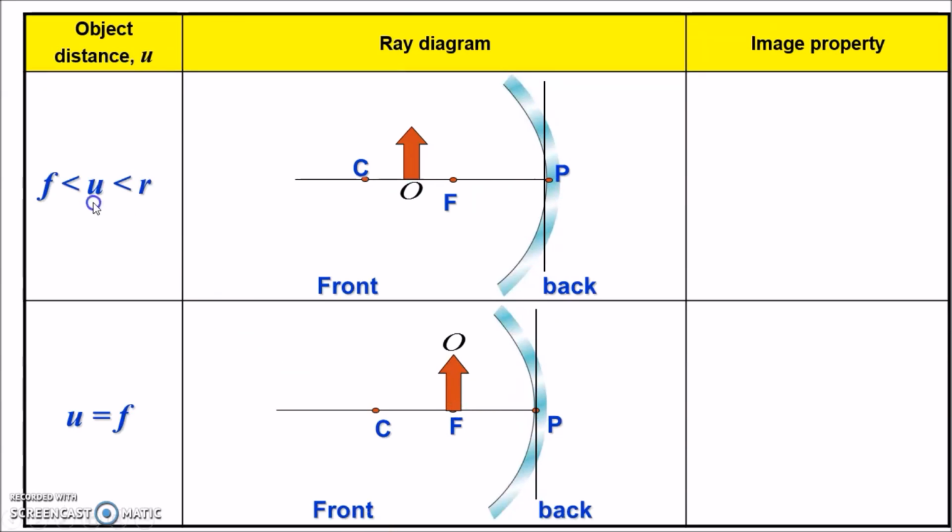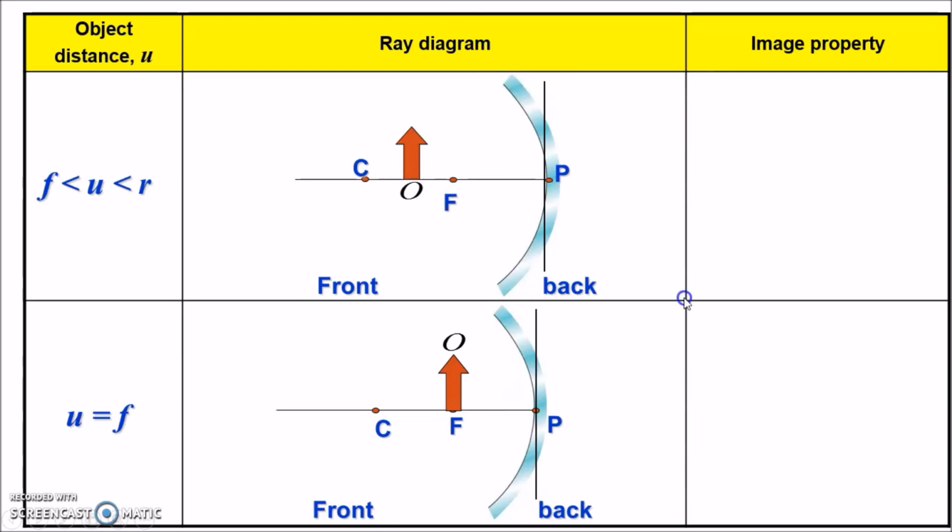When the object distance is in between focal length and radius. Focal length is the distance between point F and point P. Radius is the distance between point C and point P. So the object will be in between point C and point F.